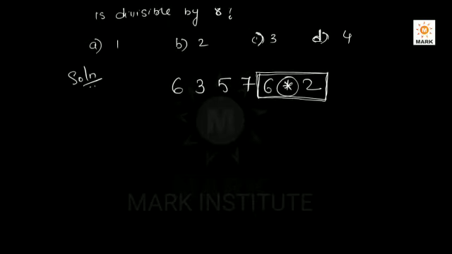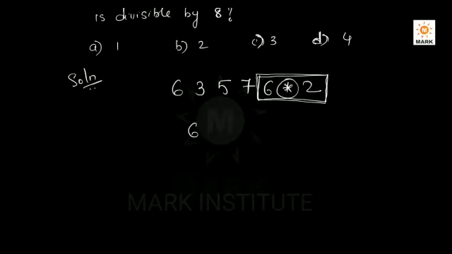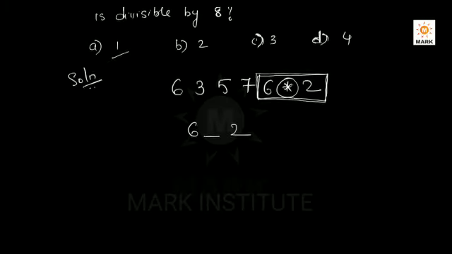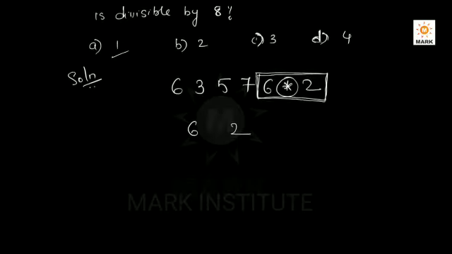So I am taking the last 3 digit number, 6 star 2. What is the number in these 4 options that I should put in the place of this star so that the number is divisible by 8? We can go by options. So my dear friends, let us check one by one. We can do it very quickly.